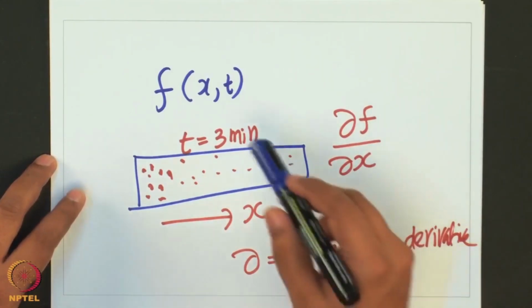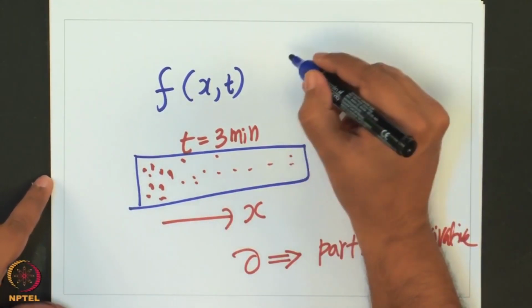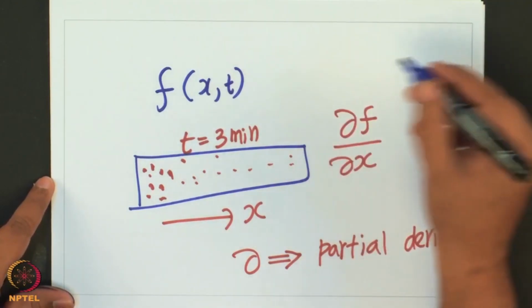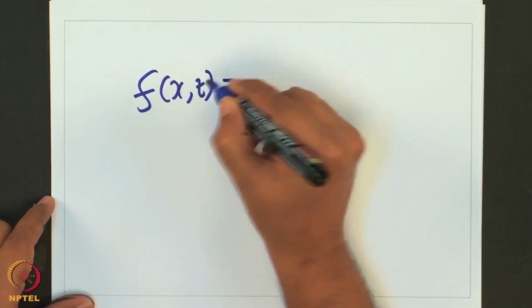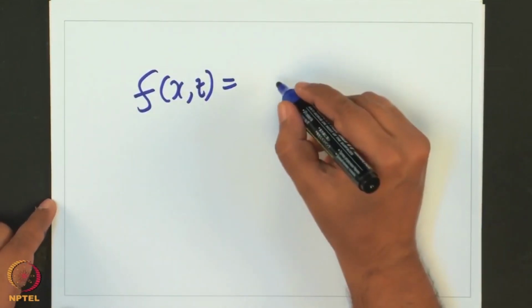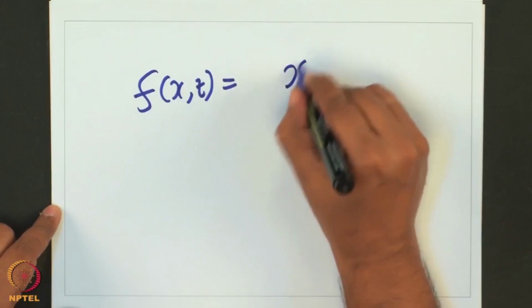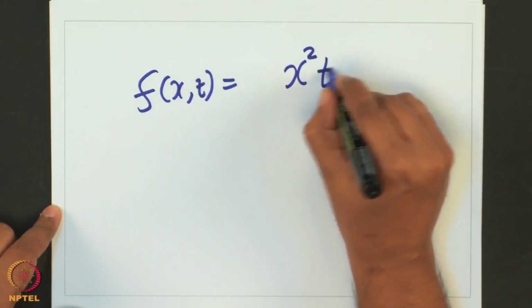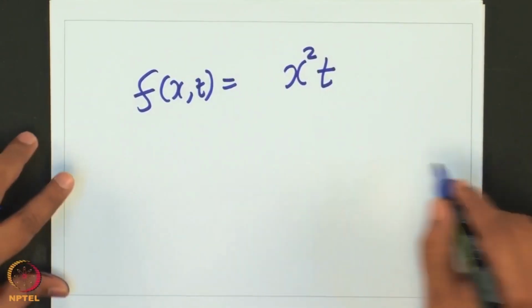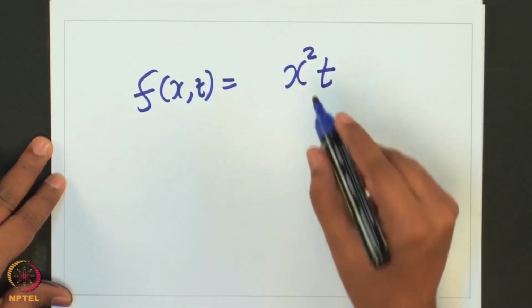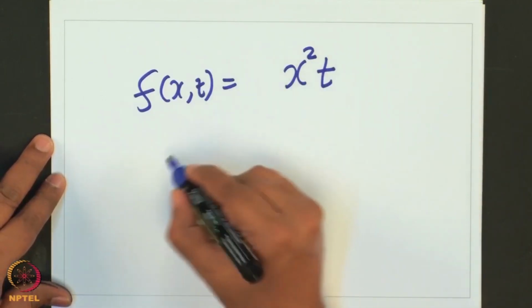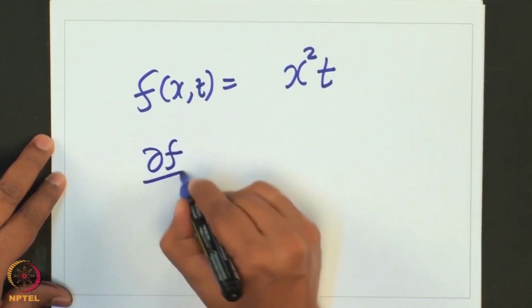So let us think of an example. Let us take f of x comma t. This function will be concentration or anything. Let us call this function x square times t. So this is my function. Now I want to know only at a particular time how this is varying in space. So I will then do del f by del x.